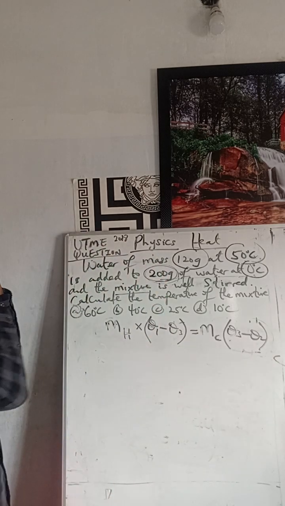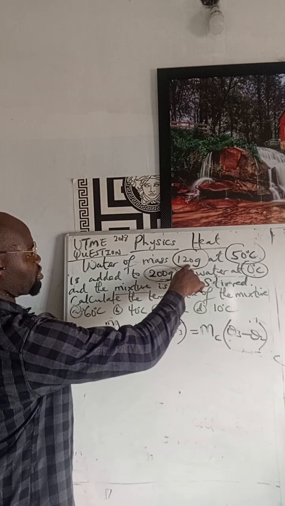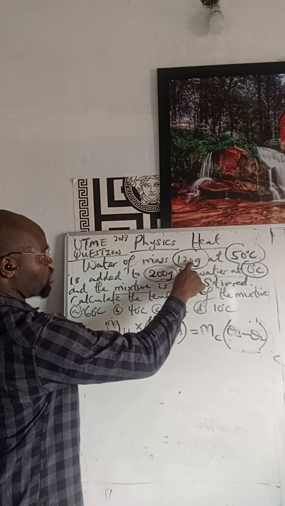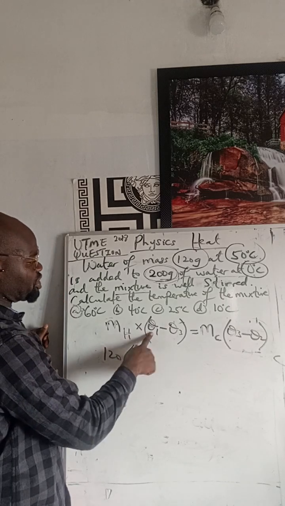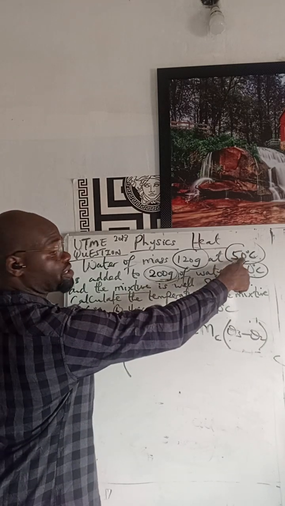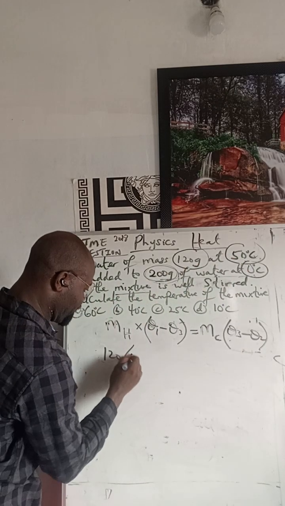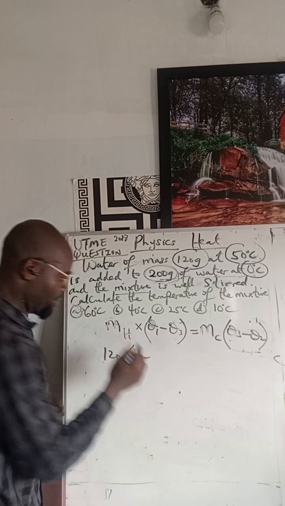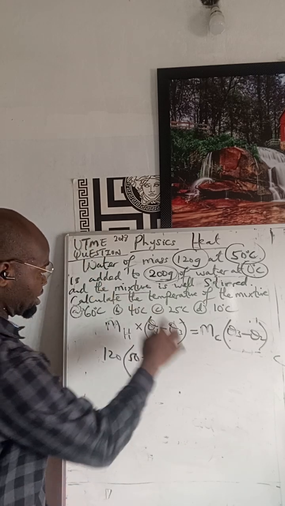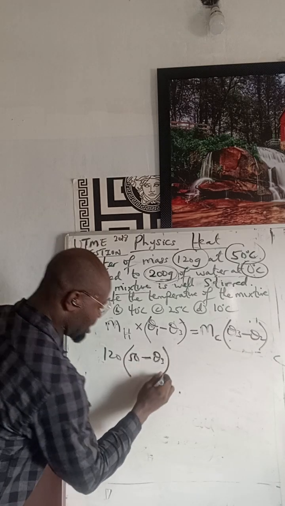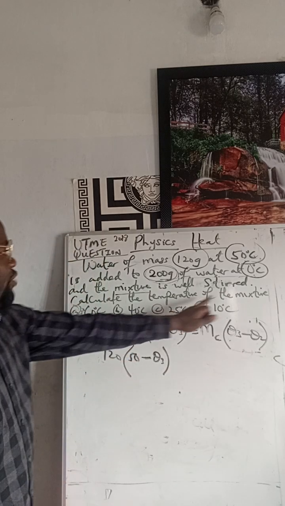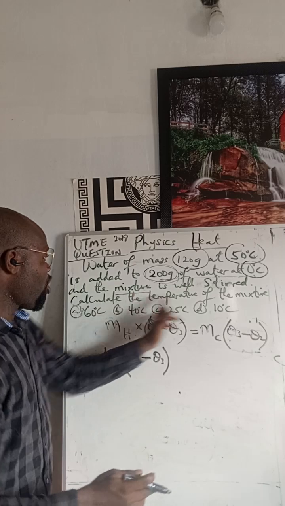So from the question, let's see. The mass of hot water is 120 grams, that's mH. So 120 times theta 1, the temperature of the hot water, which is 50 degrees. So we have 50 minus theta 3. We are looking for theta 3, the final temperature of the mixture, the temperature of the warm water.